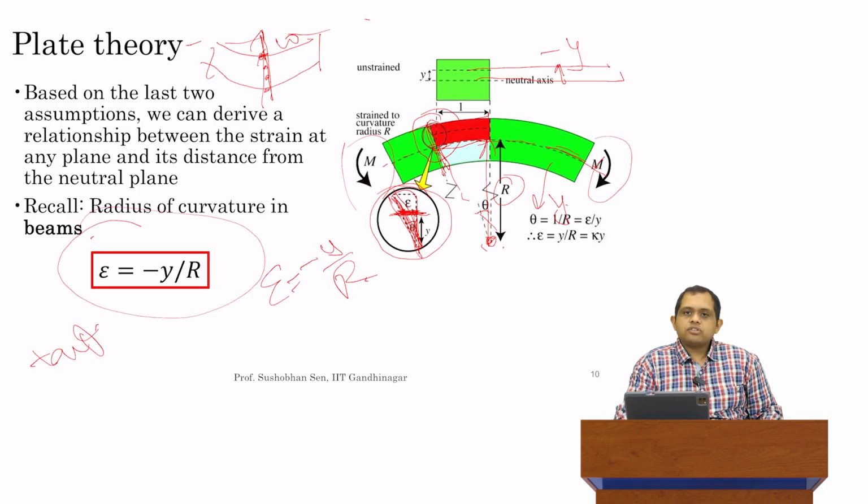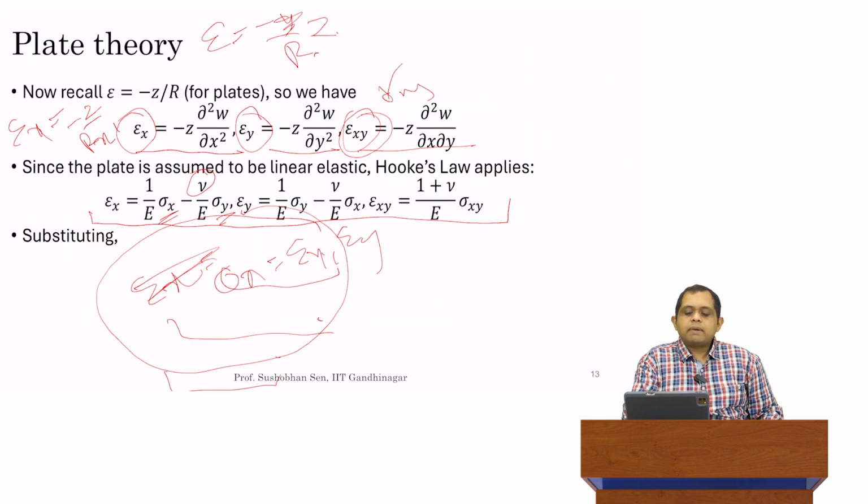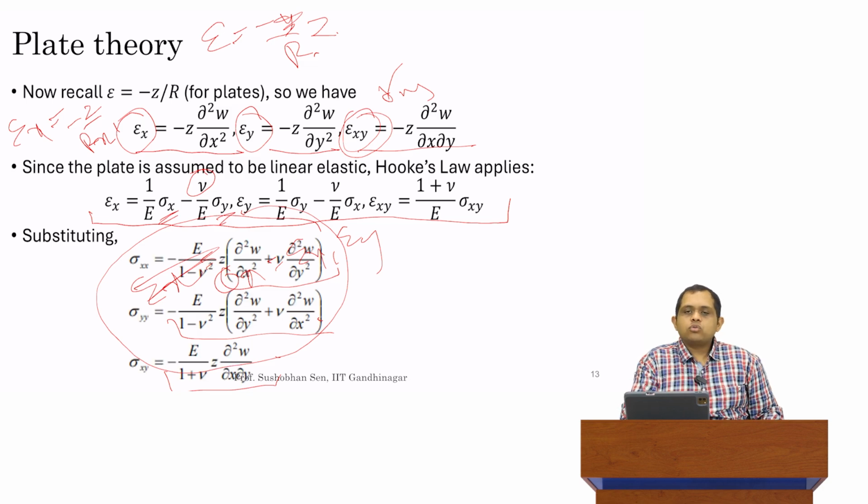We also established that whether it's for a beam or it's for a plate, epsilon is minus y or minus z over r in the case of plates. We combine these two relationships to get this relationship for epsilon x, epsilon y, and epsilon z in terms of w. We used Hooke's law in that case to convert these strains into expressions for stresses in terms of w. So finally, we have some expressions for stress in terms of w.